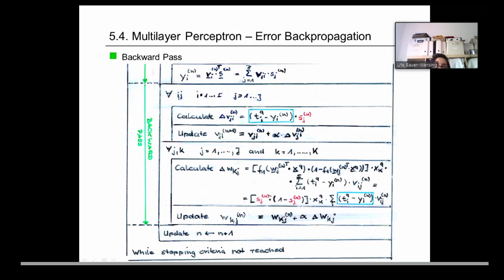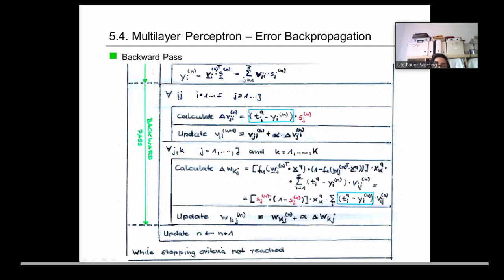And so we are updating the weights, right? And then we update our iteration counter. We move to the next iteration. As you can see, we are going back through the network from updating the weights in the output layer and then updating the weights in the hidden layer. So this is why this is called backward pass.